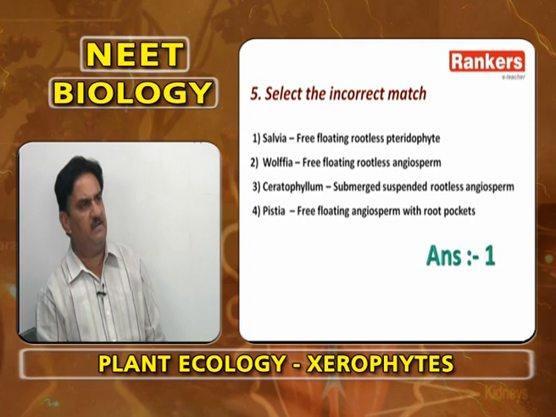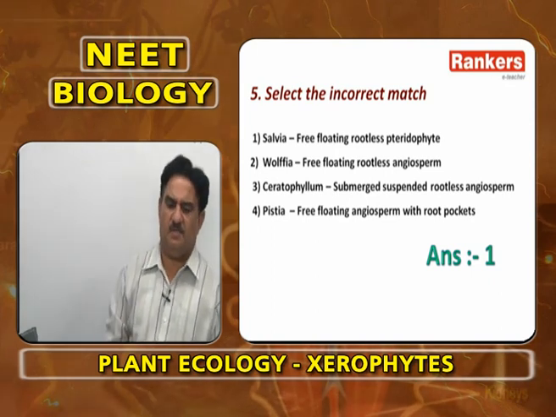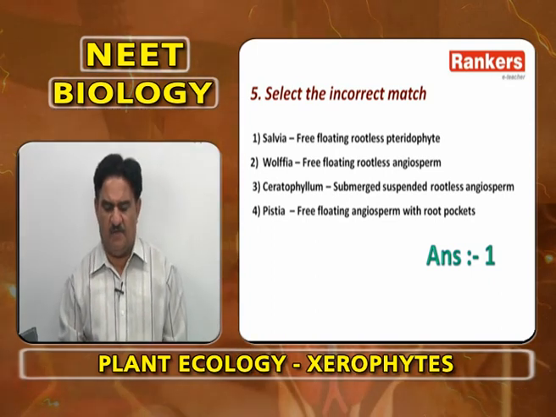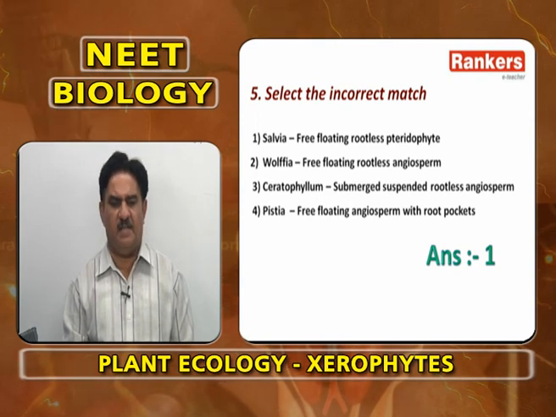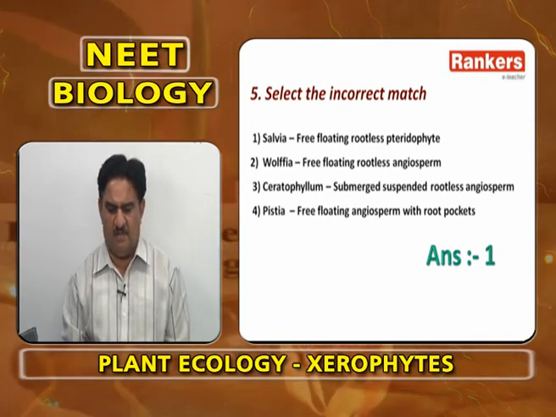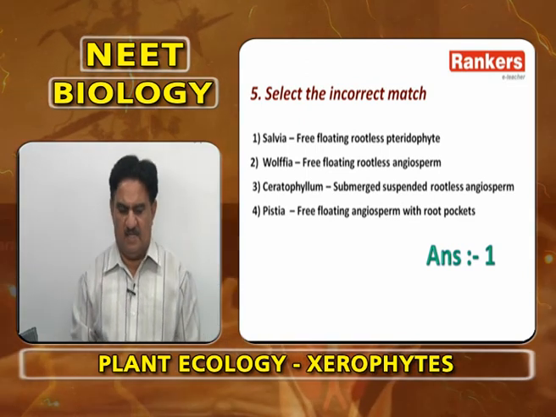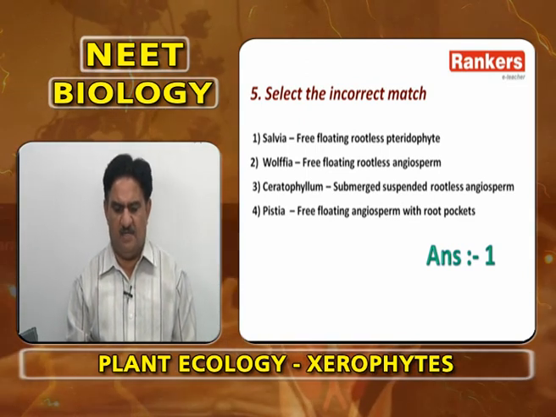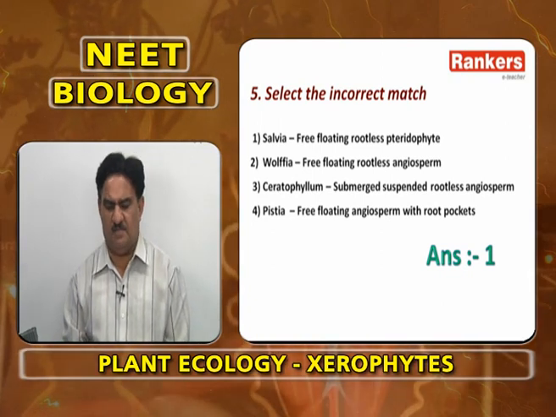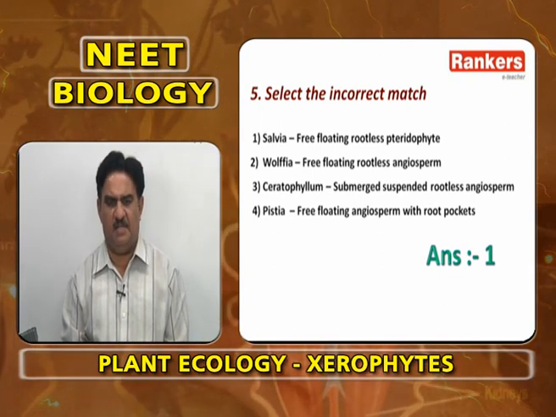In Pistia and Eichhornia, root caps are replaced by root pockets. So, Salvia, free floating rootless pteridophyte is wrong. Salvinia is the free floating rootless pteridophyte. So, the incorrect match here is Salvia. Salvia is not a hydrophyte itself. It is not Salvia, it must be Salvinia. So, the fifth answer is 1.